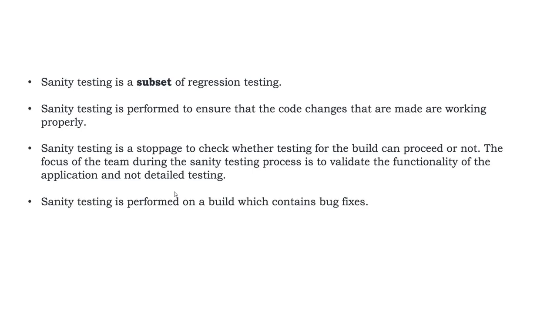So this is important. Basically, it is a subset of regression testing. What happens is when you have logged a couple of defects, and now all the defects are fixed, and then you are given a build to test. So now you have to verify the changes. What you will do is perform testing around the defected or affected part. So that is called sanity testing.